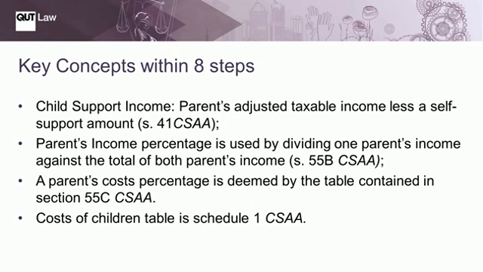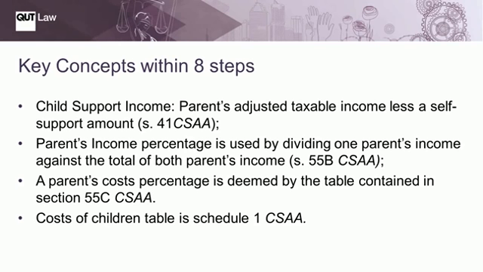Section 41 of the Child Support Assessment Act provides a mechanism for working out each parent's income for the purposes of the child support formula. It involves taking each parent's adjusted taxable income less a deemed self-support amount and, if a parent has multiple child support cases, deducting an appropriate multi-case allowance. Section 55B of the Child Support Assessment Act provides that working out the cost percentage of each parent is calculated by dividing that parent's income against the total parents' income.